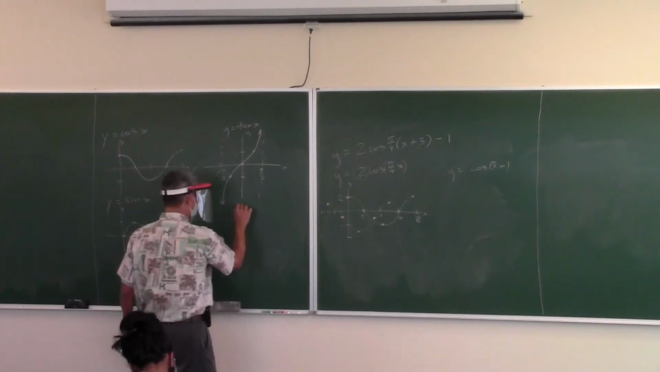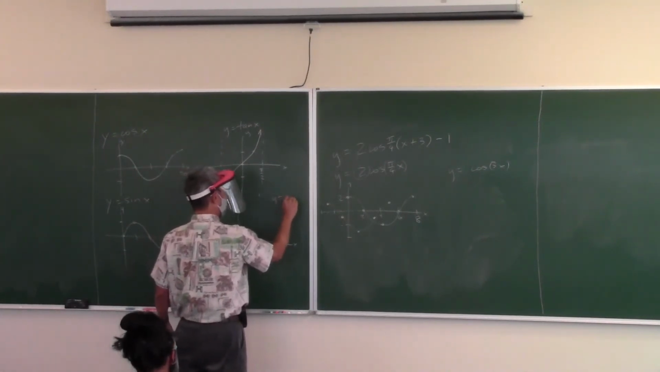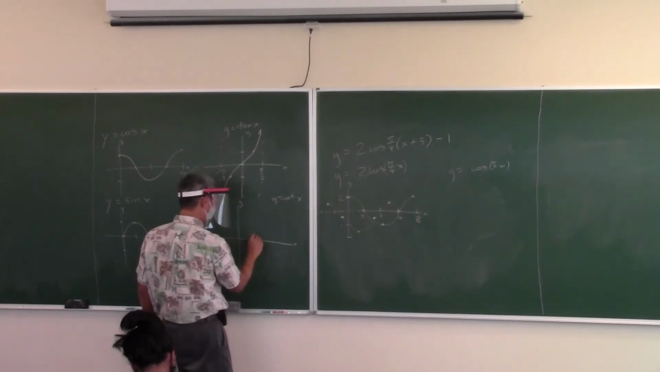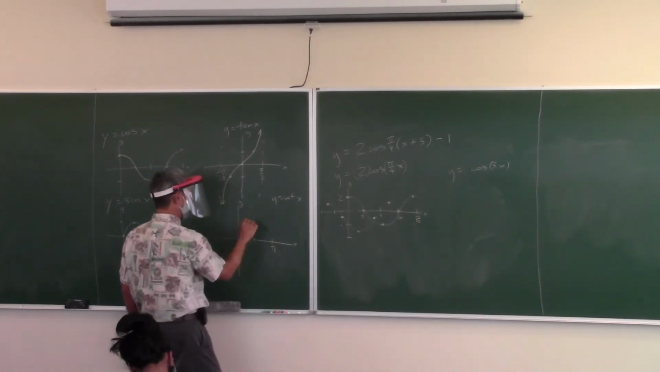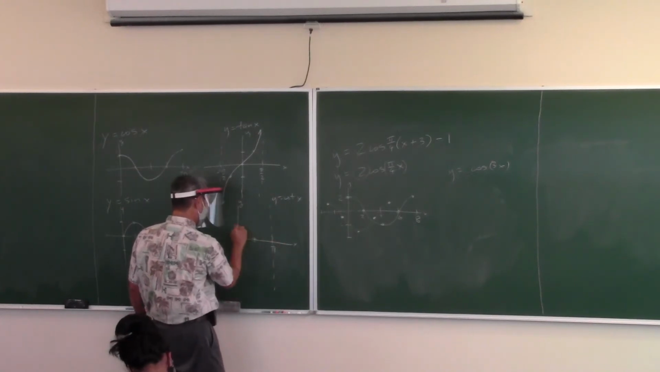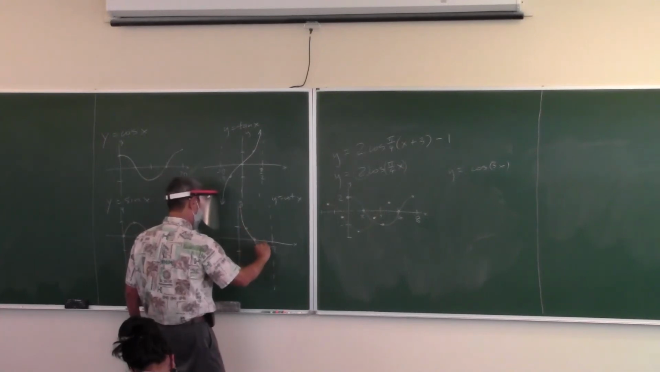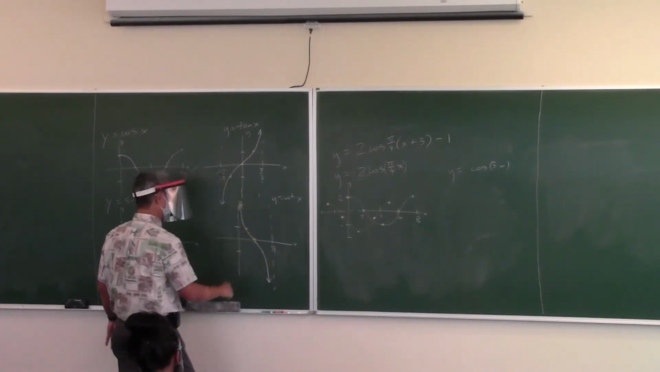Now cotangent, y equals cotangent x. The period that I remember is this one from 0 to pi. So here are the asymptotes. And then here's 1 and -1, so group, group. Like that.